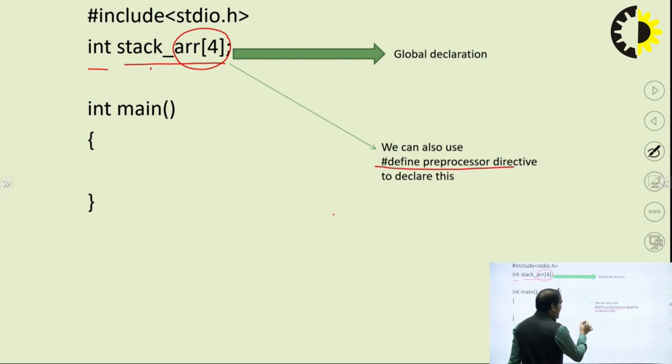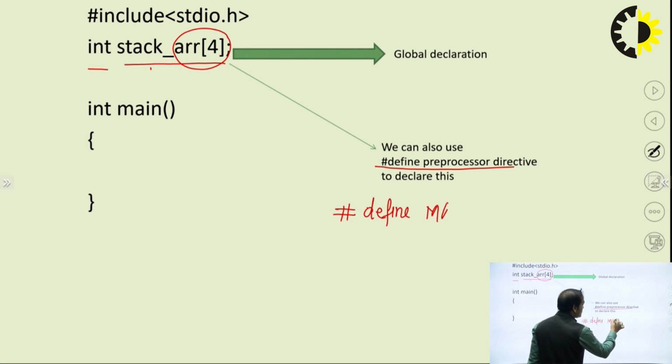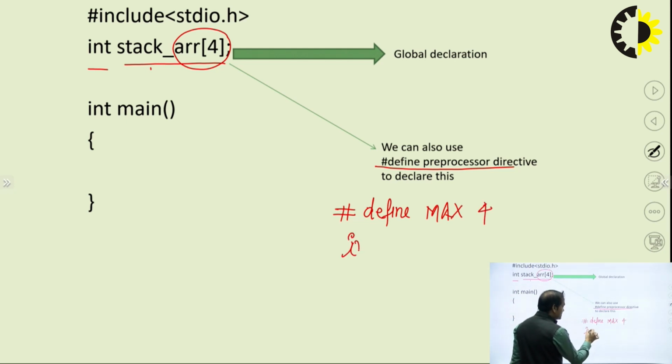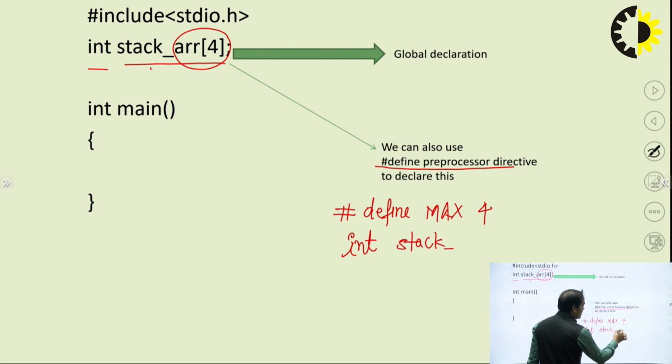That means #define MAX 4, and here we declare like this, int stack_arr[MAX].